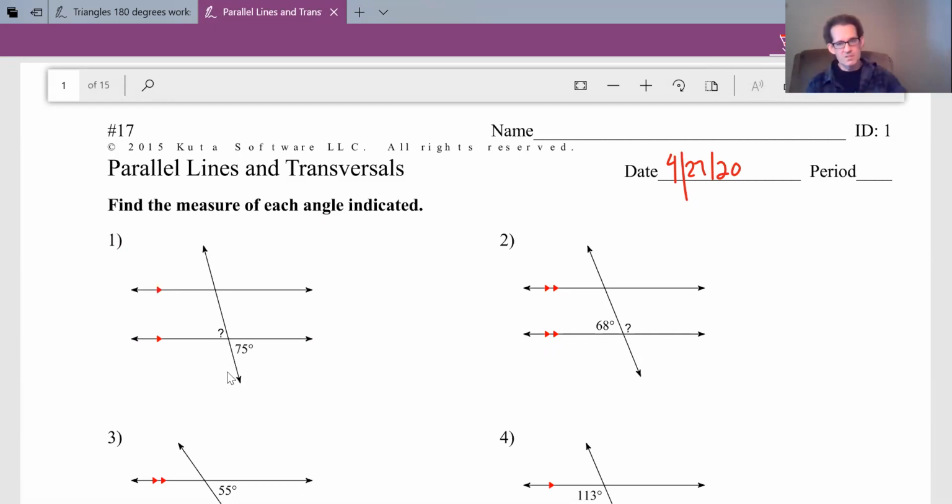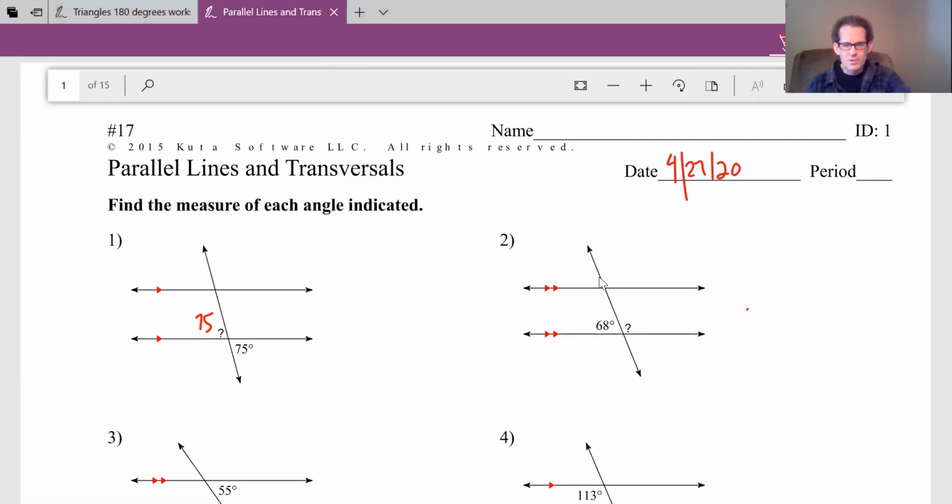Now, one of the things we talked about already was that vertical angles are congruent. So this angle right here is above this angle right here. So if this is 75, then this is 75. So some of those rules make a lot of this a lot easier to figure out. Okay, let's take a look at another one here.